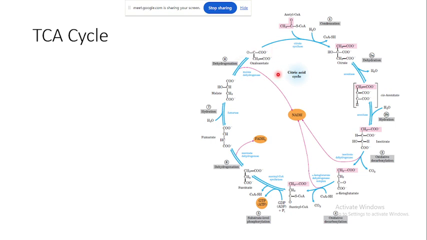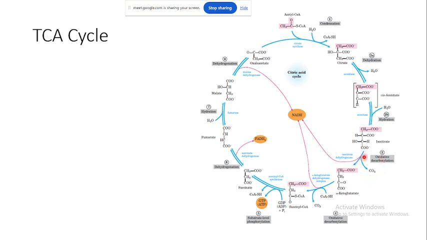Then another round of the citric acid cycle will begin, where it will combine with acetyl CoA. This is 4 carbon and this is 2 carbon. So when they combine by citrate synthase, it will become citrate, which is a 6 carbon molecule, right? So again the same cyclic process will be happening.